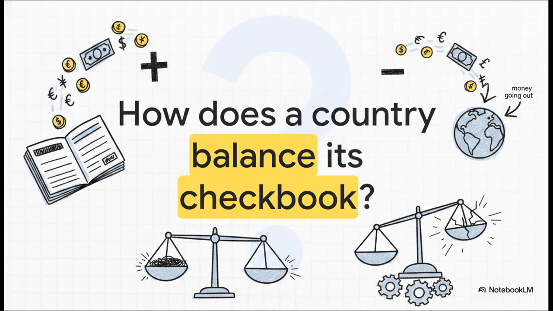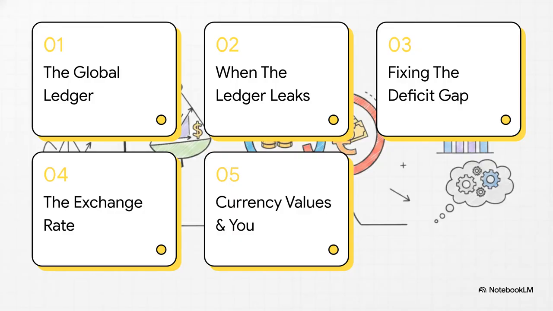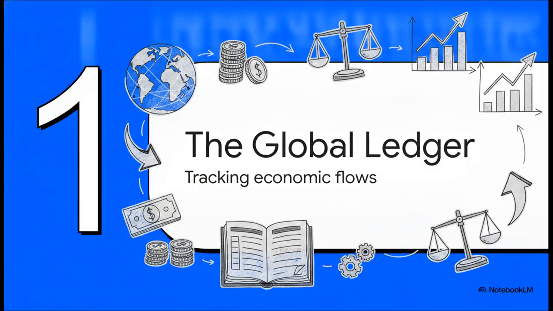Every single transaction between a country and the rest of the world has to be accounted for. And just like your own bank account, spending more than you earn creates a whole host of problems that require some very strategic fixing. Here is our roadmap for today. We'll be hitting the global economic ledger, when the ledger leaks, fixing the deficit gap, the exchange rate engine, and finally, currency values and you. Let's jump right in. Section 1, the global economic ledger.